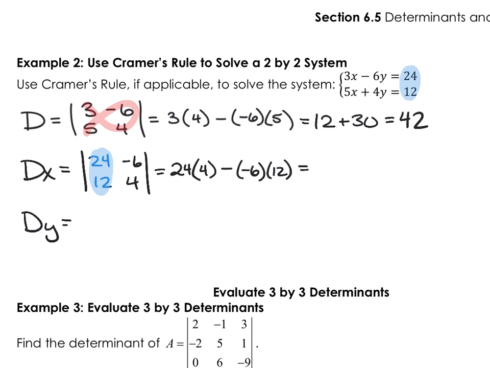Do all of that math. 24 times 4 is 96. We're going to subtract negative 12 times 6, which is, what is that? 276, right? No. 12 times 6, no, you're right, that's not right. That's better. We add those together, we get 168. If I'm making the matrix that's the determinant with the Y's, what numbers am I putting in that determinant?